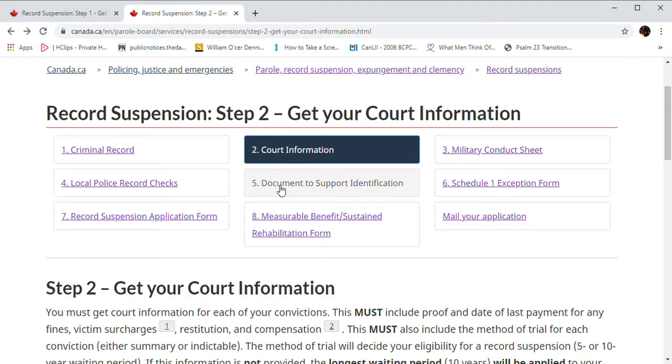Okay, document support identification. No need to open this. I've already told you guys. Your passport and driver license. If you include them both in the packet, you cannot go wrong.